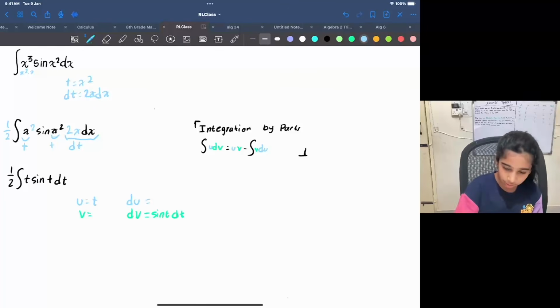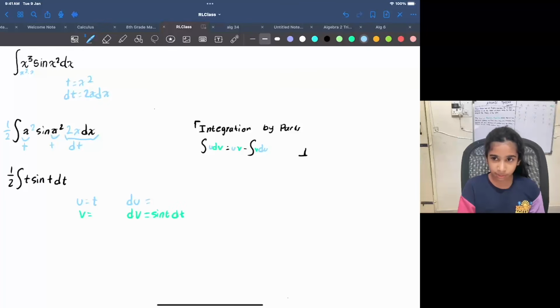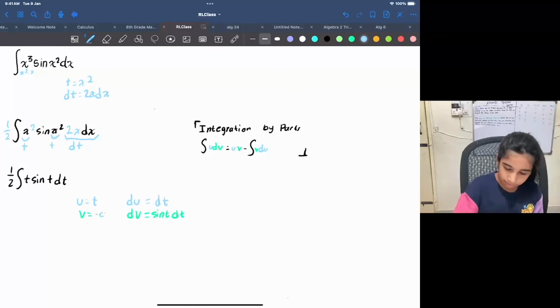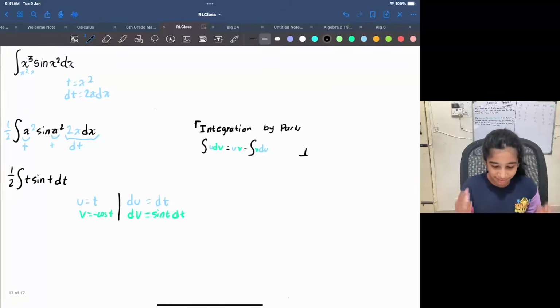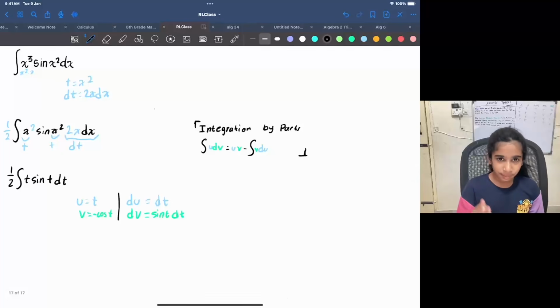Now the du is just going to be, obviously, the derivative of t, which is dt. And then we take the integral of dv to get v. Perfect. Now we are ready to substitute. We're going to use these to substitute into the integration by parts formula.